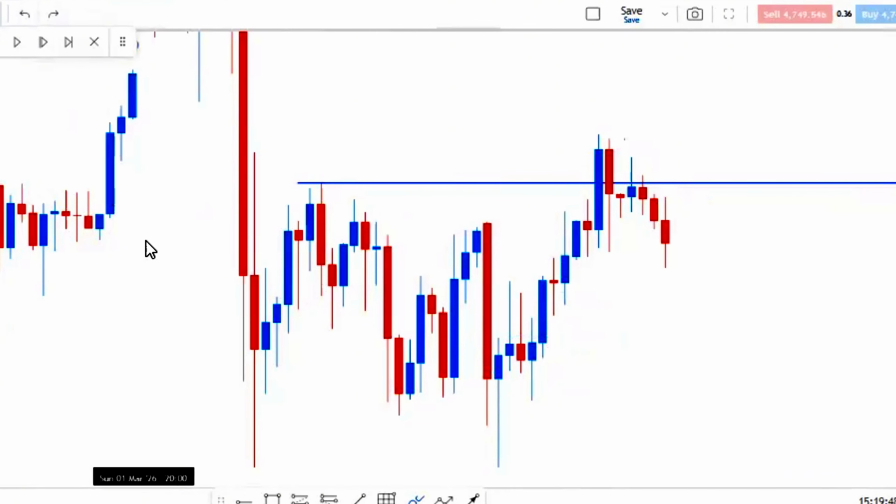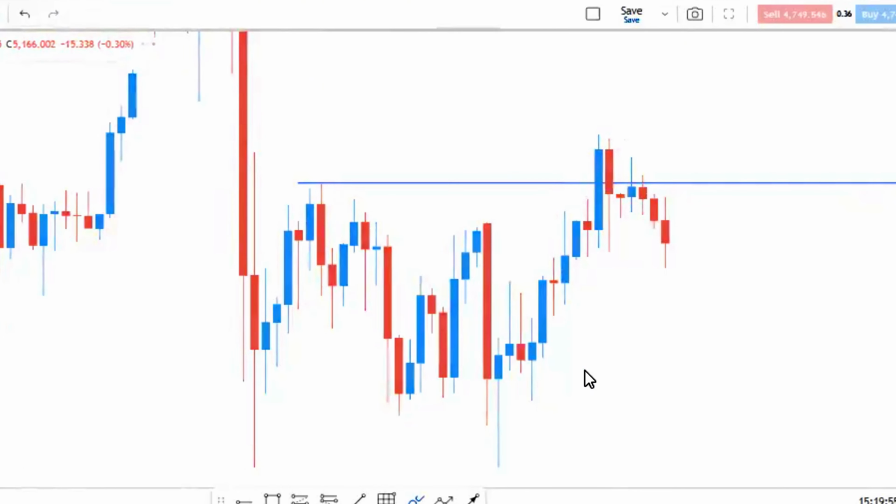We're talking about the type 1 entry only. After you've identified these on the 4-hour time frame, what you do is scale down to the 15-minute time frame straight up.